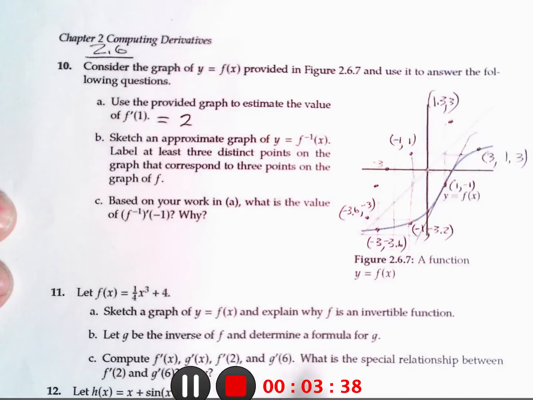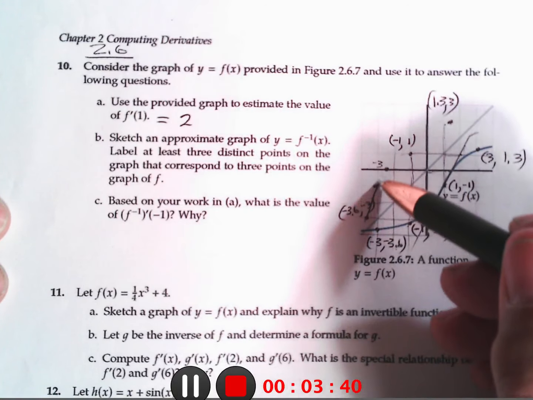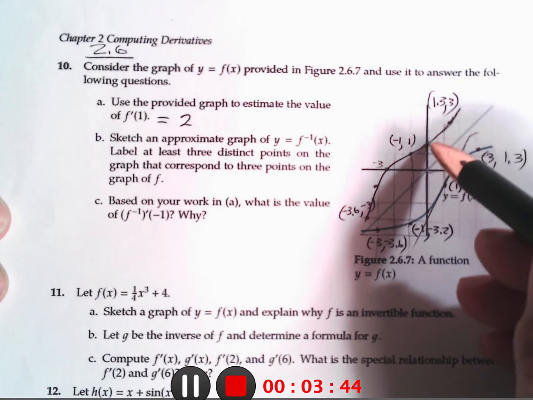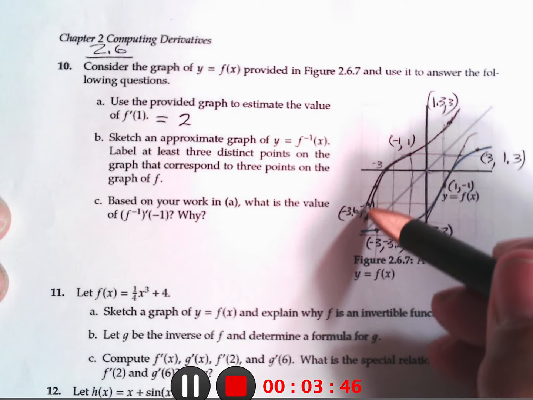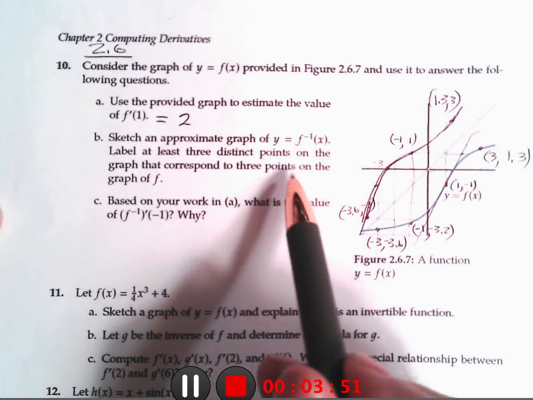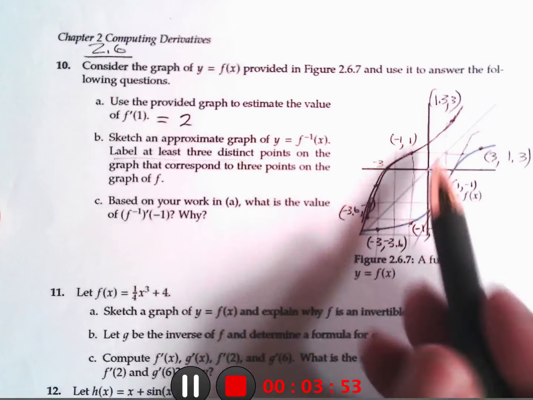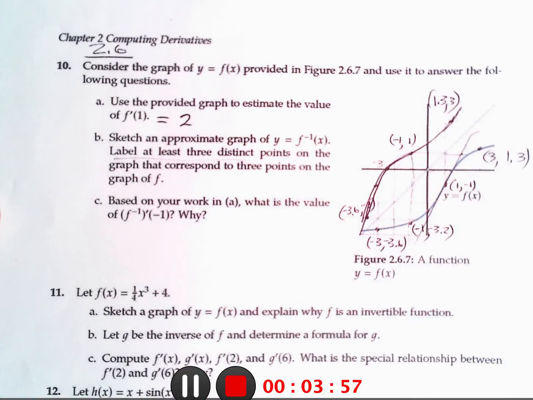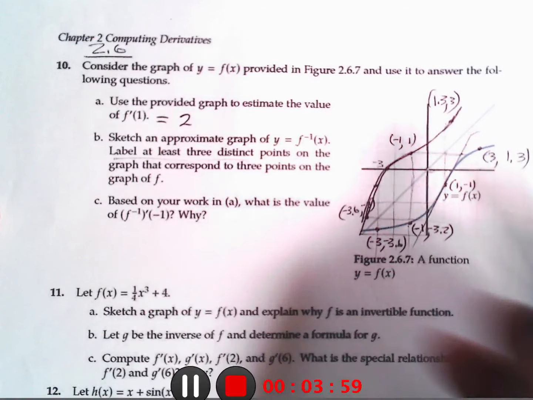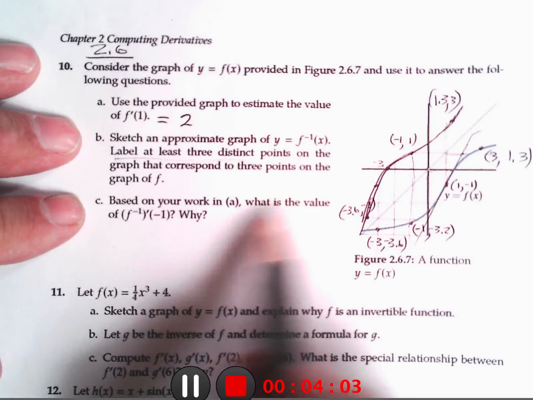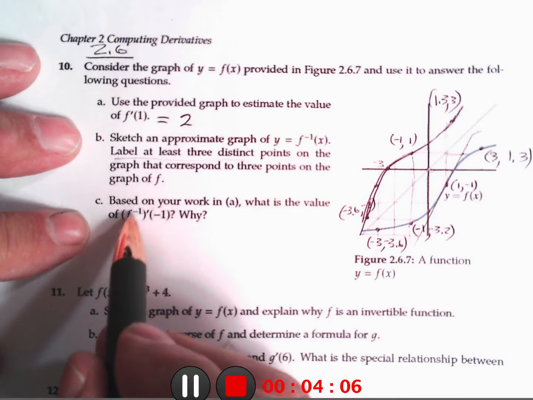So here is the graph of the inverse. You can see, and I've labeled at least 3 distinct points, and you can keep going here with these, okay? Based on your work, what is the value of f inverse prime of negative 1?